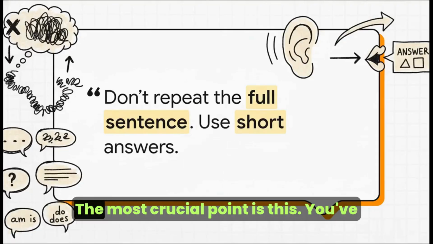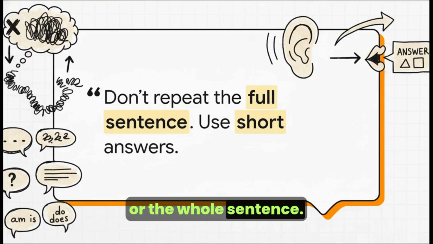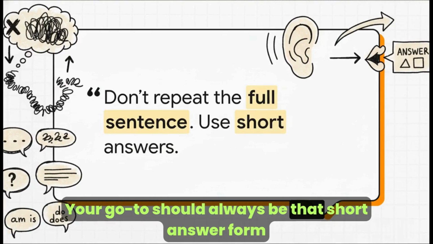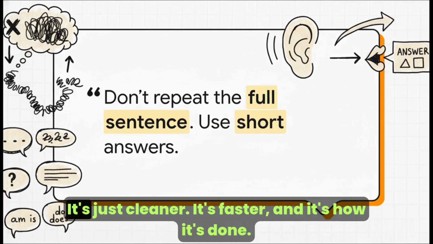So here's the deal. The most crucial point is this. You've got to fight that urge to repeat the action verb or the whole sentence. Your go-to should always be that short answer form using am, is, do, or does. It's just cleaner, it's faster, and it's how it's done.